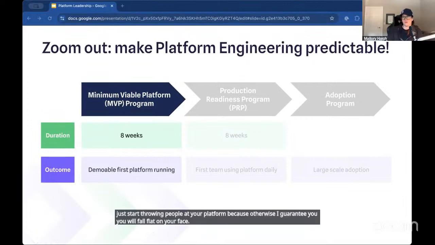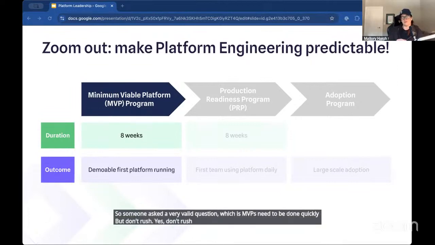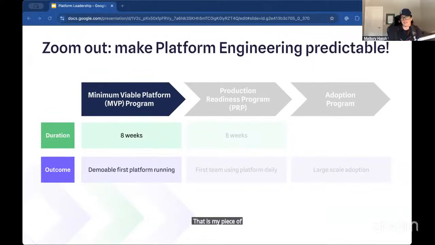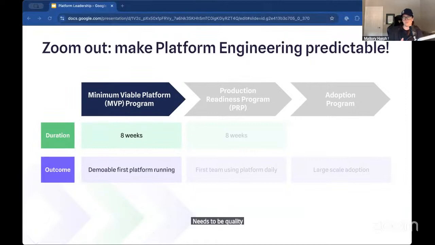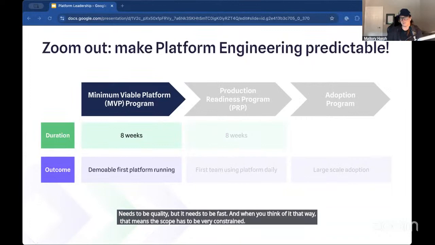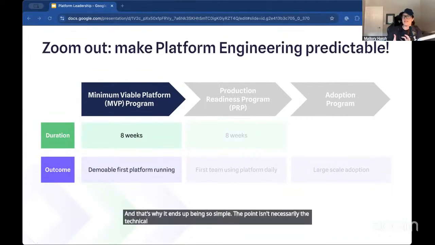So someone asked a very valid question, which is, MVPs need to be done quickly, but don't rush. Yes, don't rush to full adoption of a platform. Absolutely do not. That is my piece of advice, and that's how I will clarify that question. The MVP, though, needs to be done quickly. It needs to be quality, but it needs to be fast. And when you think of it that way, that means the scope has to be very constrained, and that's why it ends up being so simple. The point isn't necessarily the technical complexity of the MVP. It's actually the outcome you can achieve by automating and standardizing.